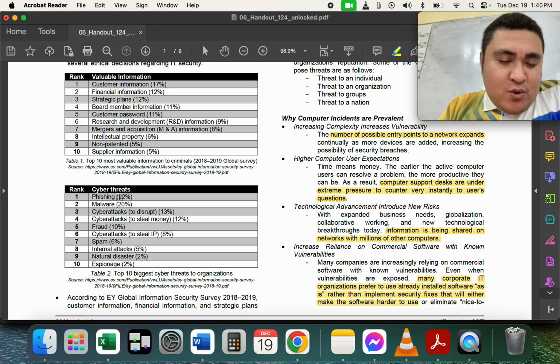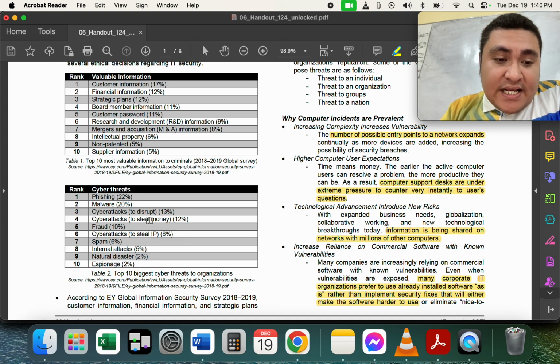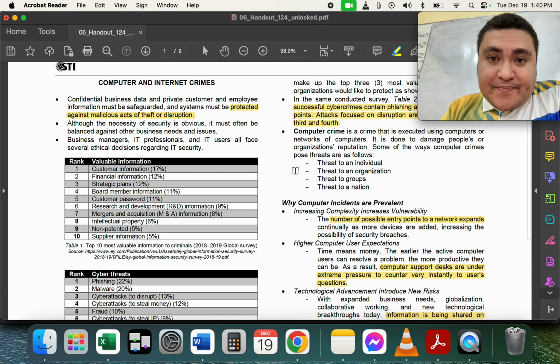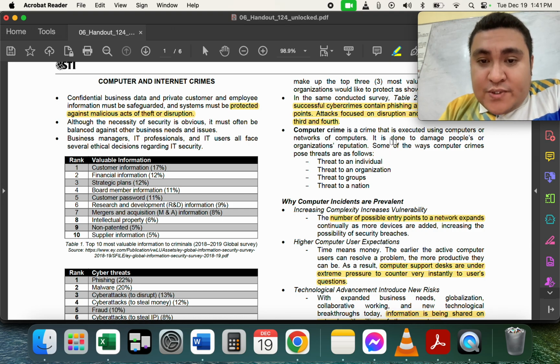Okay, so number one and then number two, right? If you notice, it's phishing and malware. So it can be inferred that cyber attacks happen when there is a successful phishing and malware. Okay, that's the inference with the survey that was made. Okay, now for the computer crimes, let's all remember that this type of crimes pose threats to individuals, organizations, groups, and then of course in general to the nation.